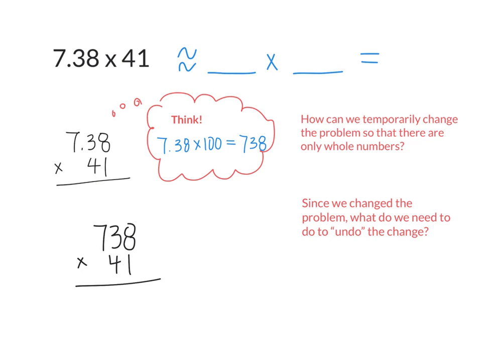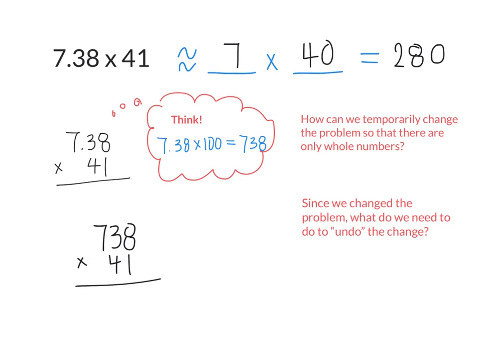We're going to do 7 and 38 hundredths times 41. Of course, we know the first thing we need to do is to estimate. Estimating helps us find about how big our answer should be. So 7.38 is pretty close to what number? Okay, 41 is pretty close to what number? 40. 7 times 40 is 280. So our answer, our final product, should be pretty close to 280.